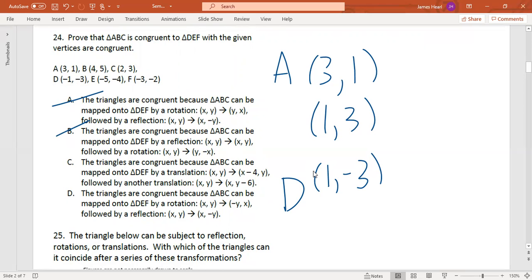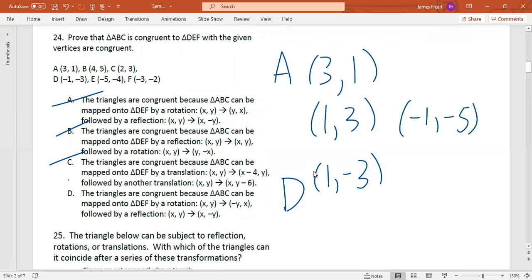And then let's see, next up. For C, we're going to subtract 4 from y. So that'll take it down to -1. Then we're going to subtract from x. Then we're going to subtract 6 from y, which would put it at -5. That doesn't work. D's the only answer left.